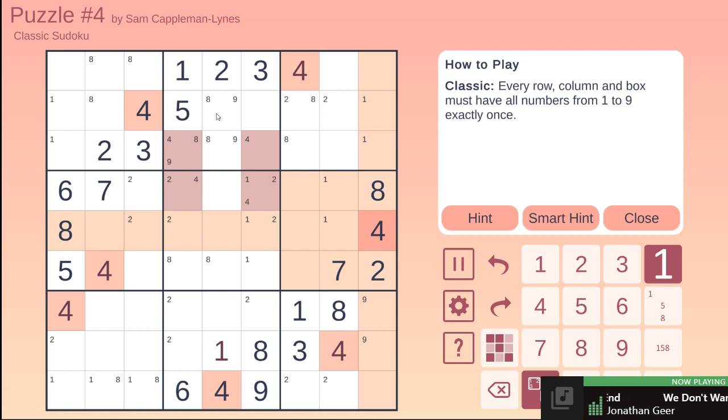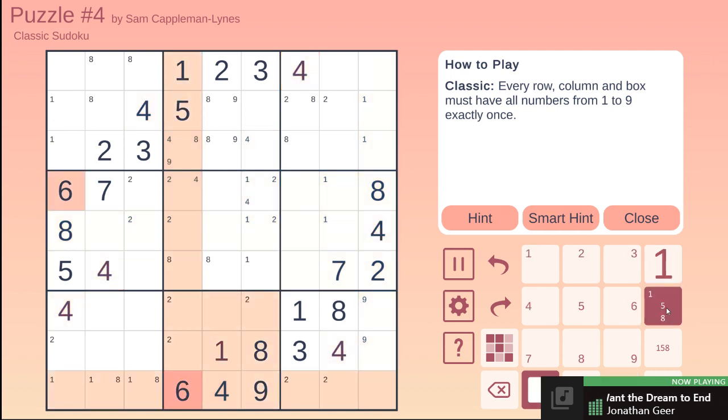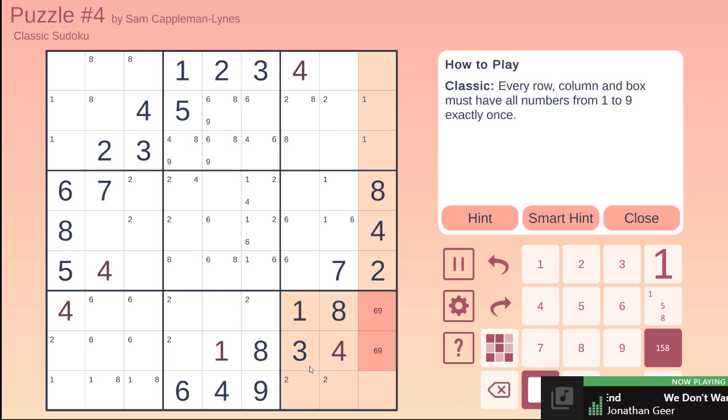1, 2, 3, 4, 5. What about 6? 6 doesn't seem very restricted. In this box, it has to be one of these. In this box, it has to be one of these. Okay. This box has to be in one of these. Sure. One of these. Oh, here we go. This is a good one. So this is a 6-9 pair. Very good. So, what is this then?